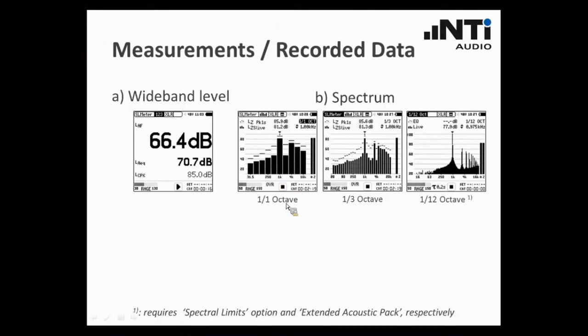We have the octave band resolution, which is rather rough. We have the third octave band resolution, or even the 12th octave, which is a pretty high resolution display. You see this display gives us the most significant feedback. For instance, this is the same signal in the three displays. It shows that we have a fundamental frequency and some upper harmonics. Keep in mind, please, this 12th octave display is only available in the XL2 if you have the spectral limits option installed. The other two resolutions are provided by default.